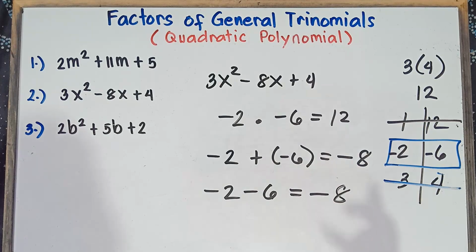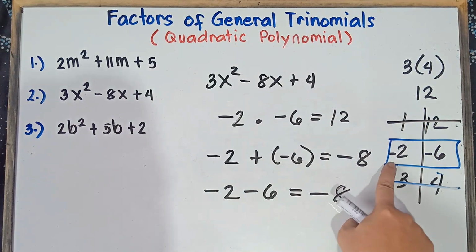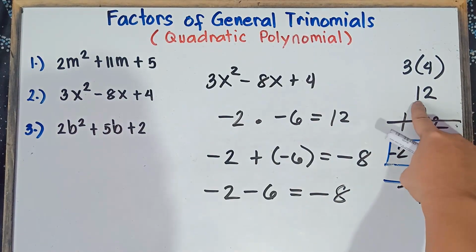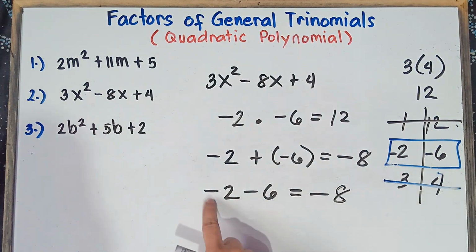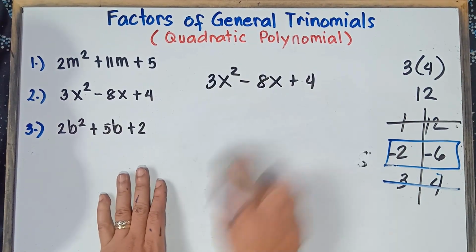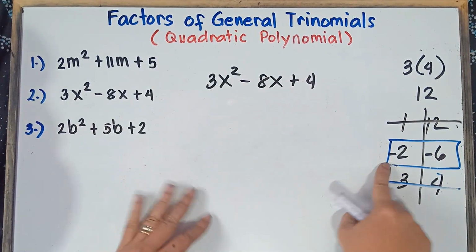So therefore, class, our factors should be negative 2 and then negative 6. Because if you multiply negative 2 times negative 6, that would be positive 12. If you combine negative 2 and then negative 6, the answer is negative 8. Alright, so therefore, we will be selecting negative 2 and then negative 6.